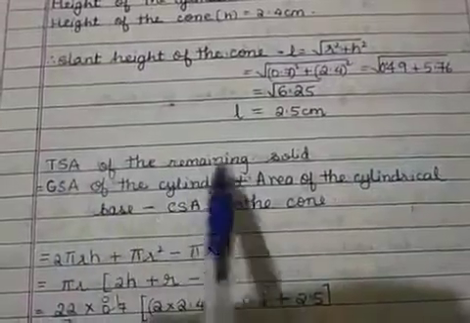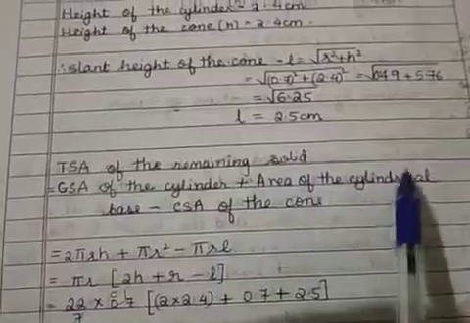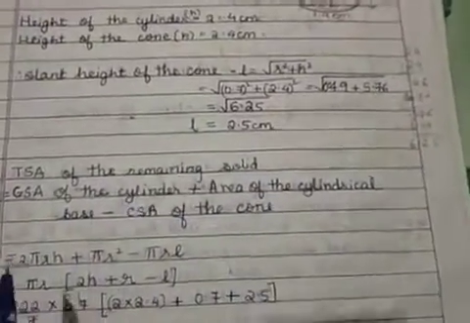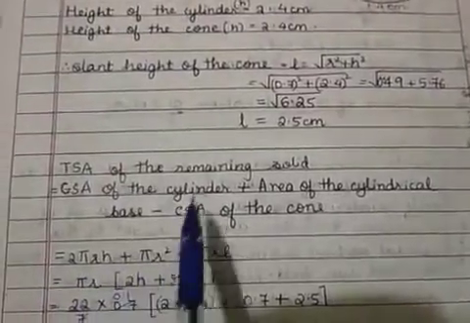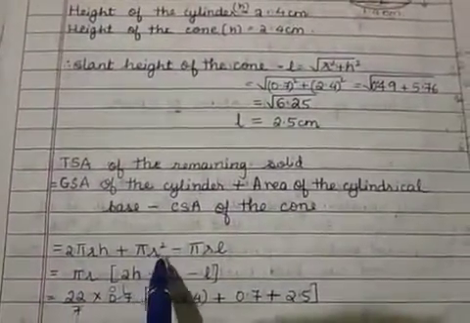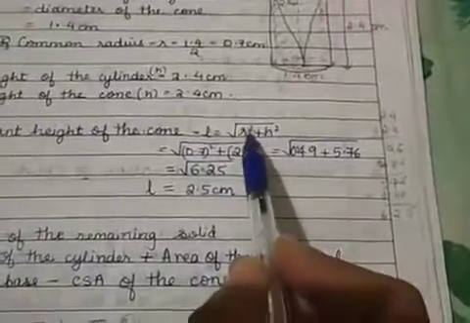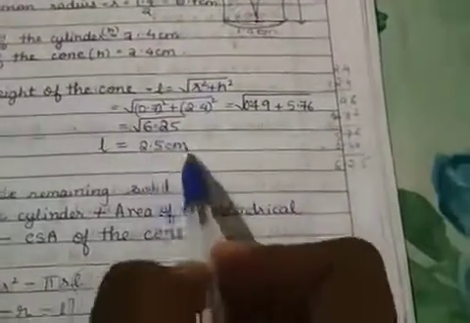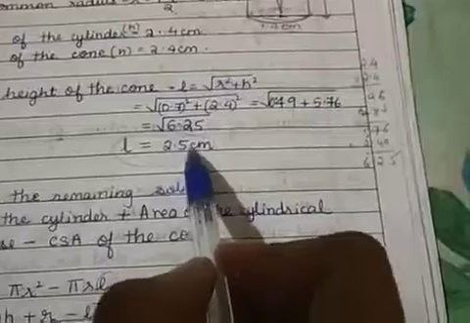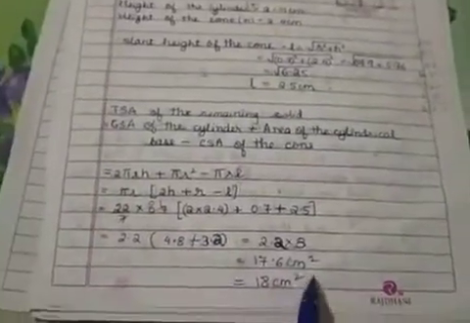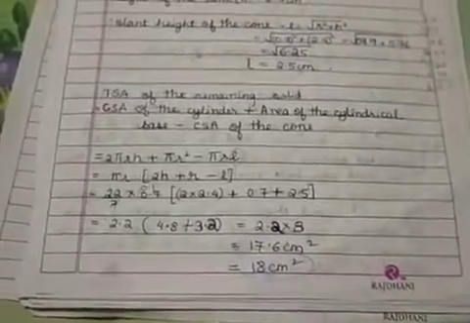So total surface area of the remaining solid is curved surface area of the cylinder plus area of the cylindrical base minus curved surface area of the cone. The formula is 2 pi rh plus area of cylindrical base, pi r square, minus pi rl. Now you need slant height. To find the slant height, you substitute the radius and height of the cone, and on solving you get slant height as 2.5 centimeters. So you substitute all the values and you get the area of the remaining part as 18 centimeters square.